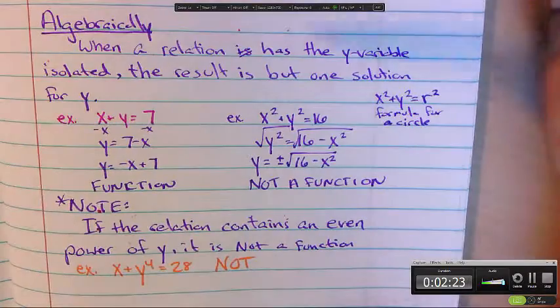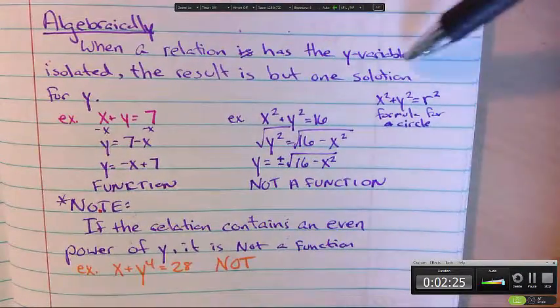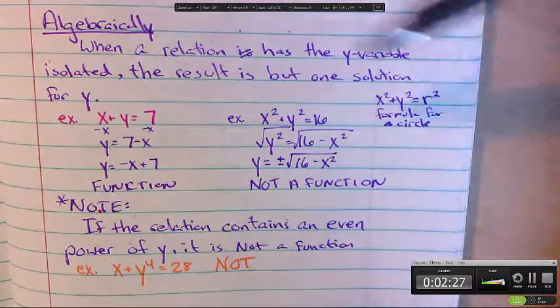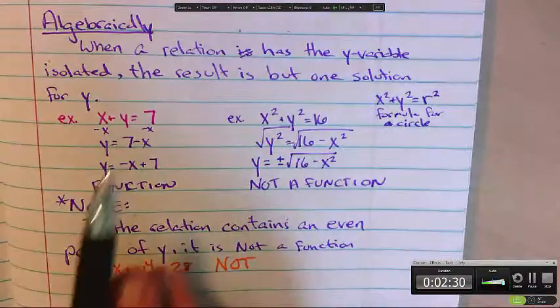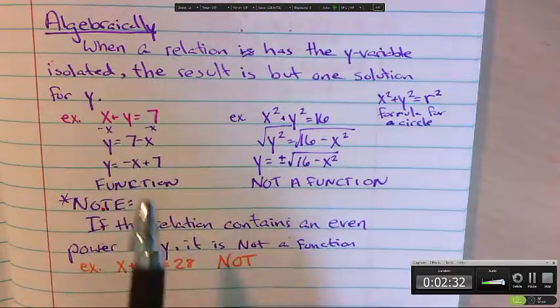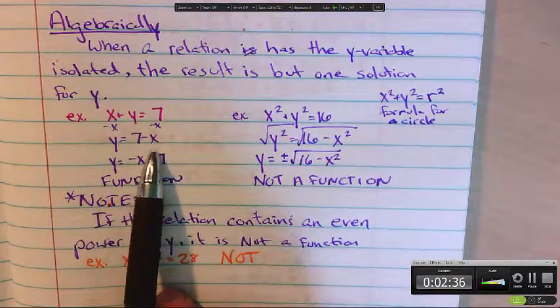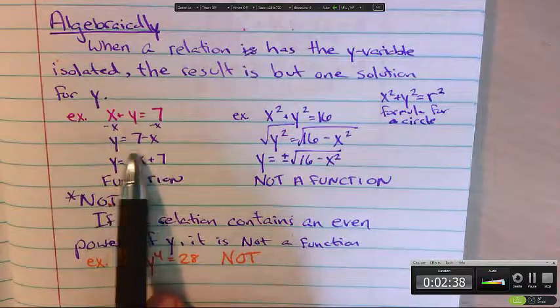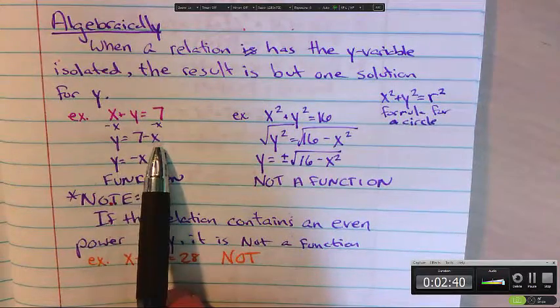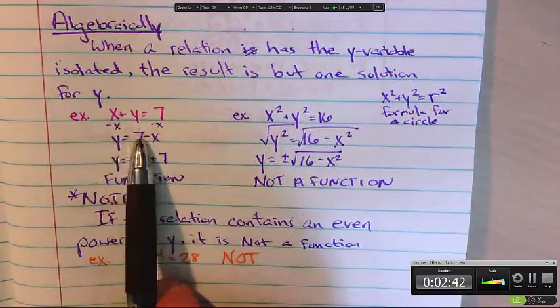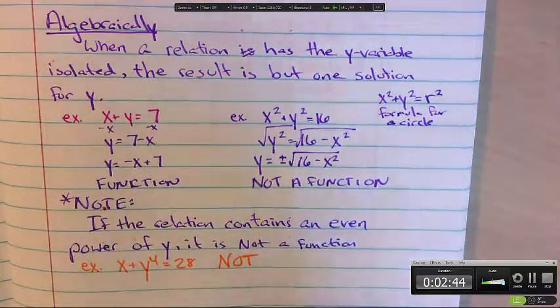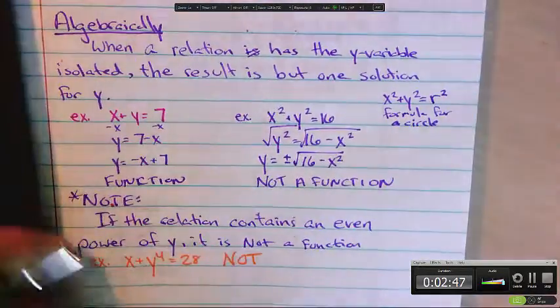Then we went over something we didn't go over last year, which is how to tell if it's a function algebraically. When a relation has the y variable isolated, the result is but one solution for y. So we did a couple of examples. x + y = 7. We would isolate the y by subtracting the x over. We get 7 - x. y = 7 - x. No matter what you put in for x, you only get one answer for y. Therefore, this is a function.